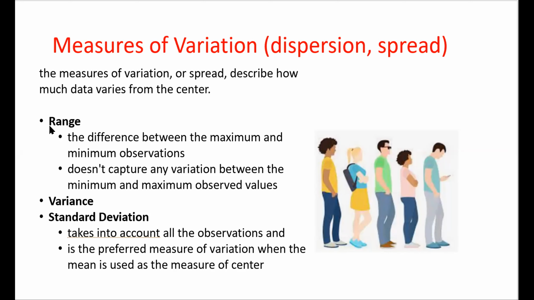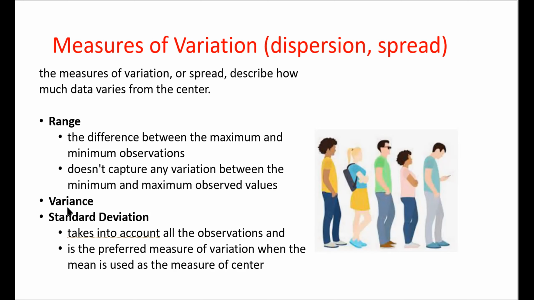So the first measure is range. And range is basically the distance from the smallest to the largest value. It's the difference between the maximum and the minimum observation. It does not capture any variation in between the minimum and the maximum. It doesn't compare the minimum and maximum values to the central or most common value at all. It just says, okay, this is your minimum, this is your maximum, and the difference.